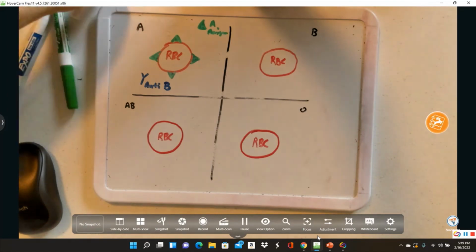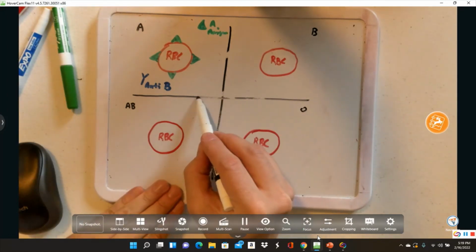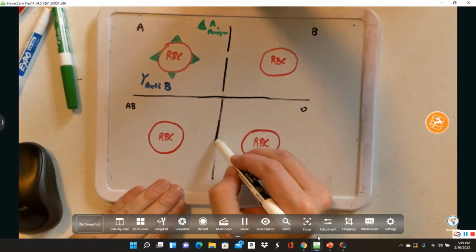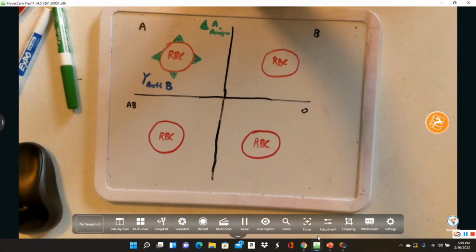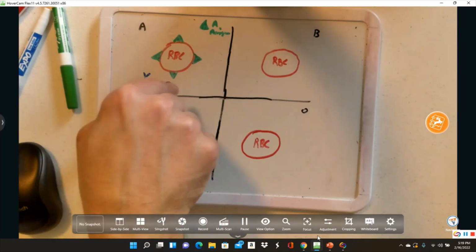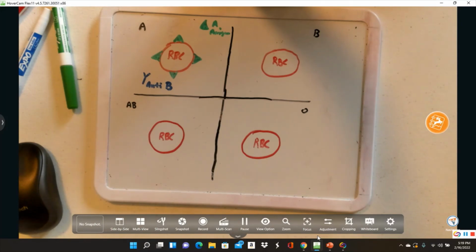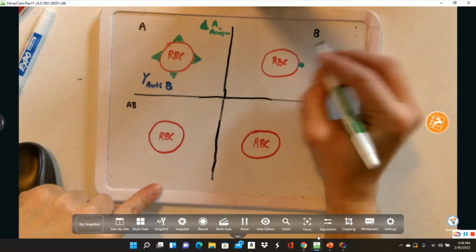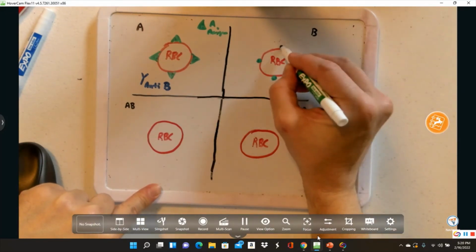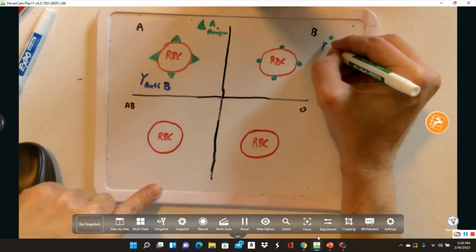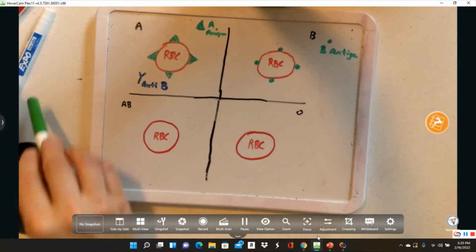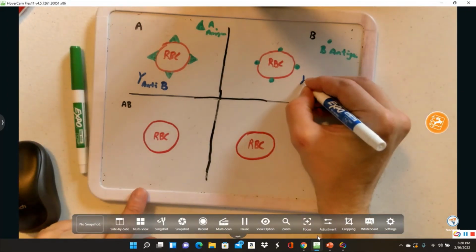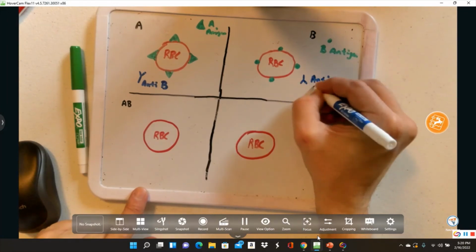Now, some of you may call me out and say, Ledford, the blood type antibodies aren't shaped like that. They're pentamers. I know, but I'm just being simple. All right. B. Let's say this is the B antigen. It has only B antigens. But the antibodies it has will be anti-A antibodies.